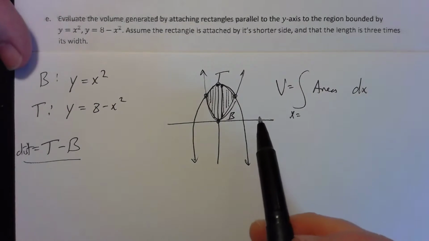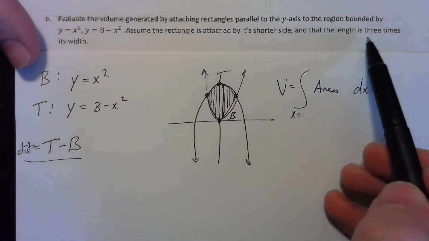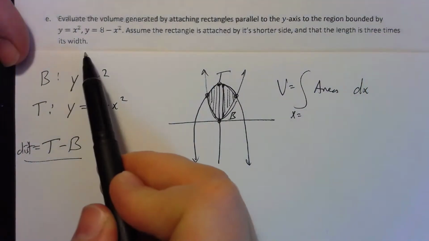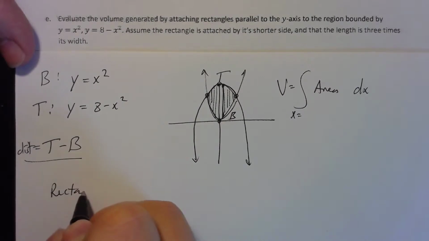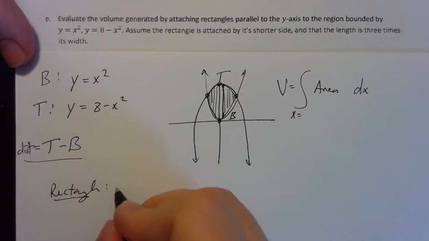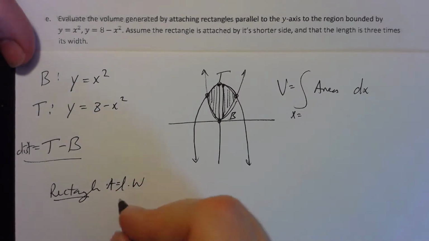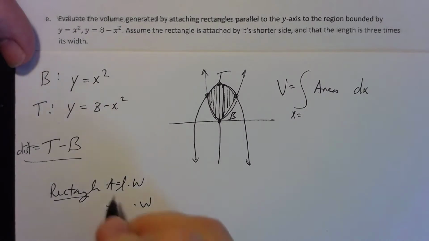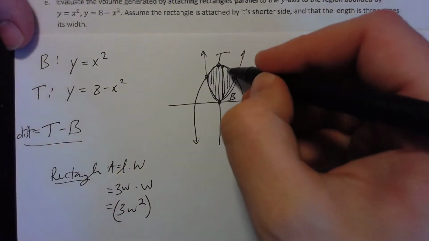Now let me go ahead and reread this particular question. Assume that the rectangle is attached by its shorter side and that the length is 3 times its width. So that means if I look at the rectangle, I know I'm going to have length times width for the area, but more importantly, that length is 3 times the width. So if I leave the width there, and do 3 times w, that means I'm going to have 3w squared. This would be the area of each rectangle that I have to attach to this object.